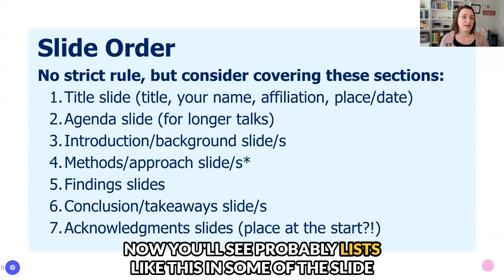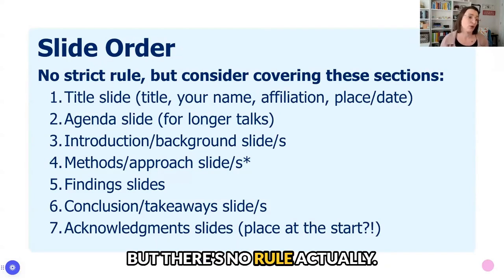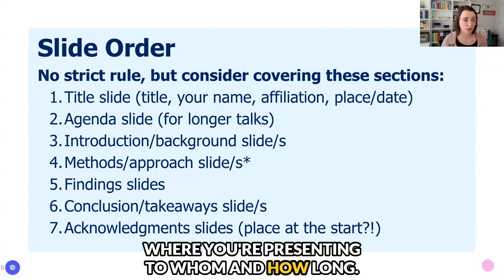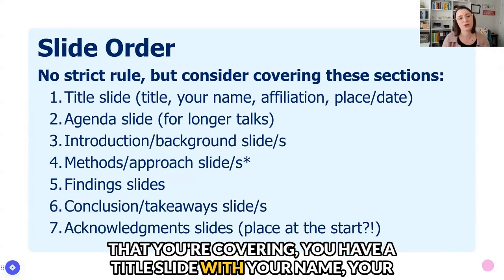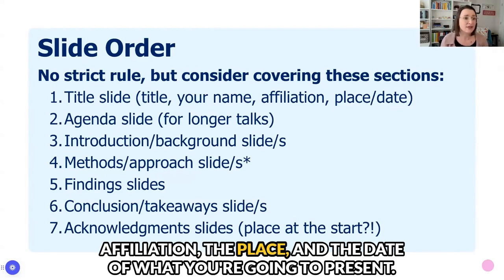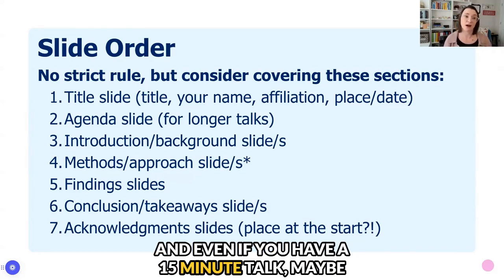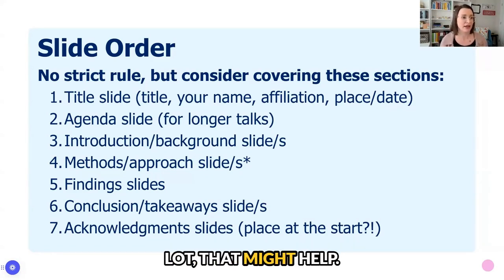Now, you'll see probably lists like this in some of the slide design presentations or articles or books or resources, but there's no rule, actually. You have to see what works for you based on where you're presenting, to whom, and how long. So if you don't want to use each of these sections, at least make sure that you have a title slide with your name, your affiliation, the place and the date of what you're going to present. If you have a very long talk, consider putting an agenda. And even if you have a 15-minute talk, maybe an agenda is also good. If you feel you're going to be changing gears a lot, that might help.